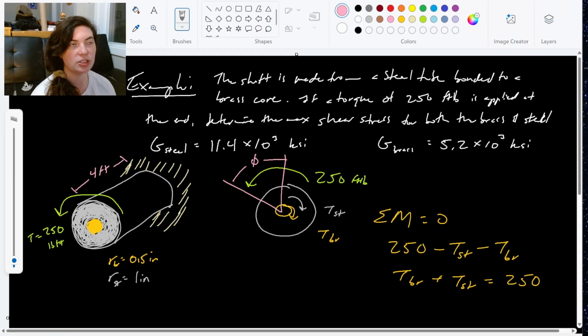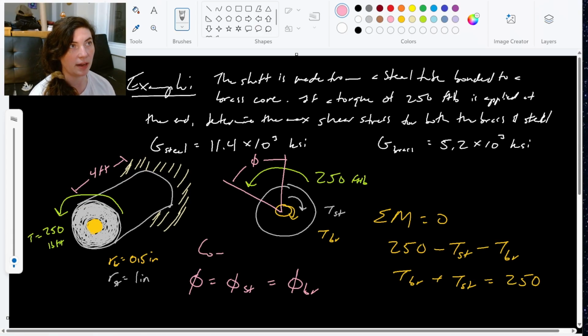Even though there are reactions here, they're reacting to that 250-pound torque, it's still twisting, right? It's not fixed on this end. It has the ability to twist. The key with this geometry is recognizing that the twist here is going to be exactly the same in the steel as it is in the brass, right? They both go through that exact same angle of twist because they're bonded together, right? So however much it turns, both of them are going to turn the same amount. They both twist that same amount.